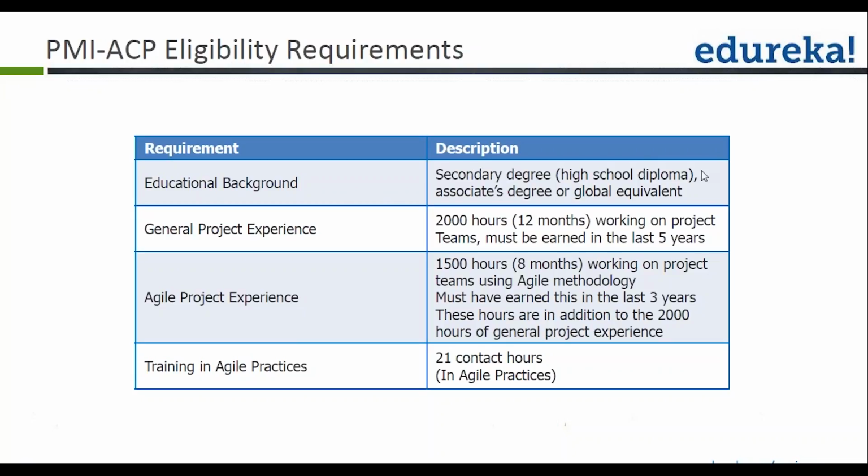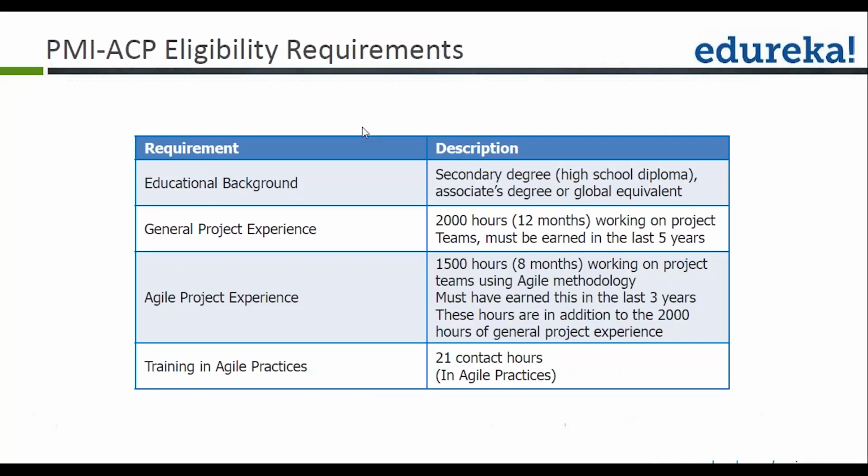The first and the basic prerequisite is I should be holding a degree. Okay, so I should have a secondary degree, a high school diploma, or an associate degree, or a global equivalent. Second, I need to have 2000 hours or 12 months of general project management experience, or general experience working in a project team. And this experience should have been earned in the last 5 years.